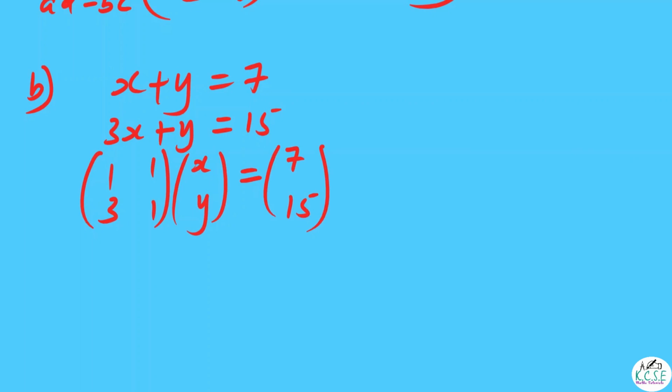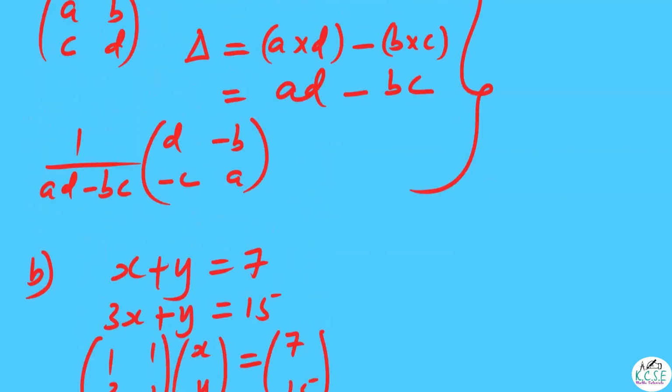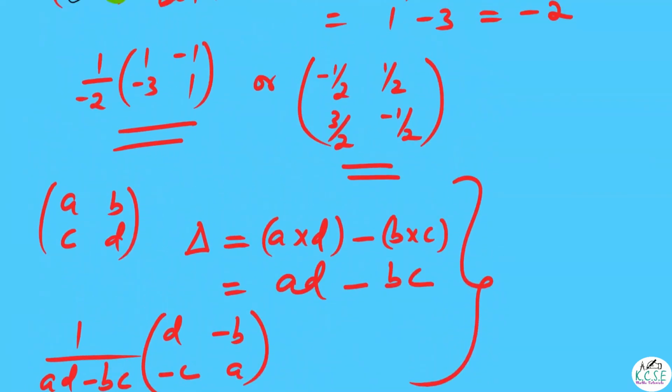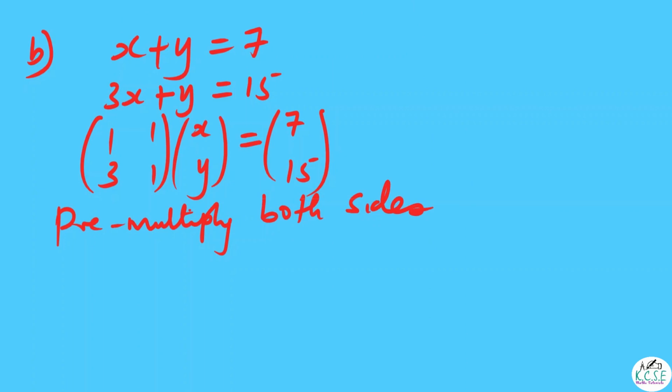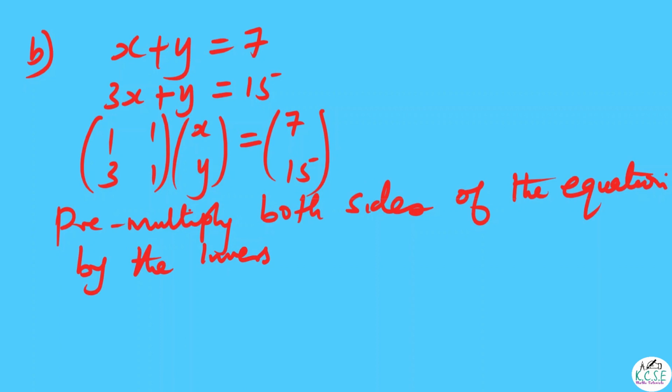Now to solve this, we need to get the inverse of this matrix, which we have obtained in the first part. So we have the inverse. To solve, we need to pre-multiply both sides of the equation by the inverse of this matrix, and the inverse of that matrix is what we've just obtained.